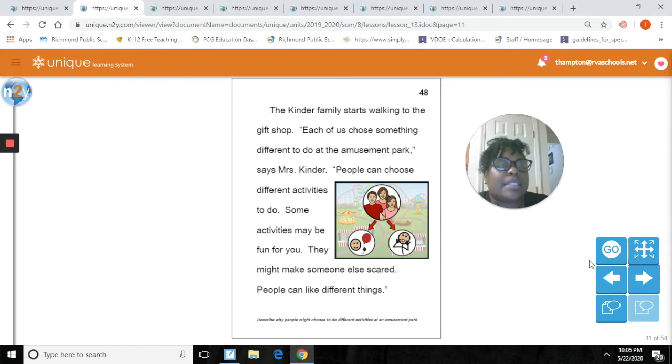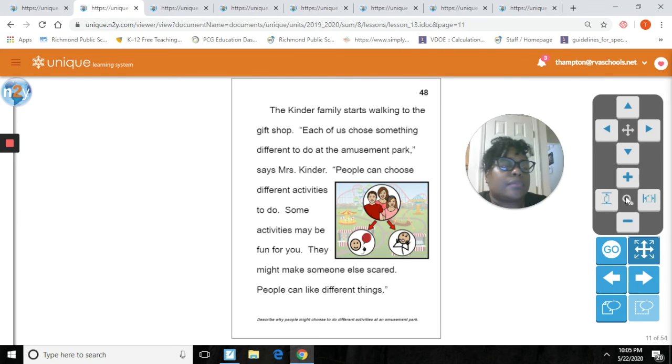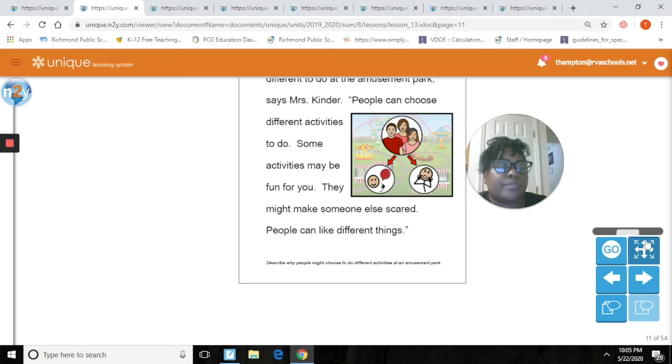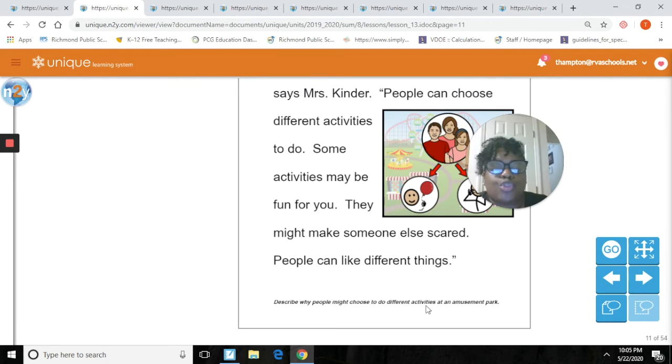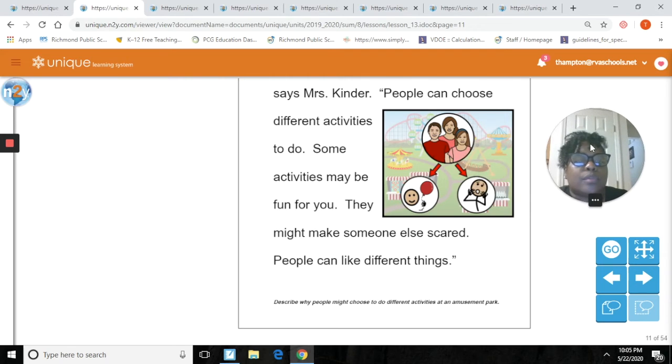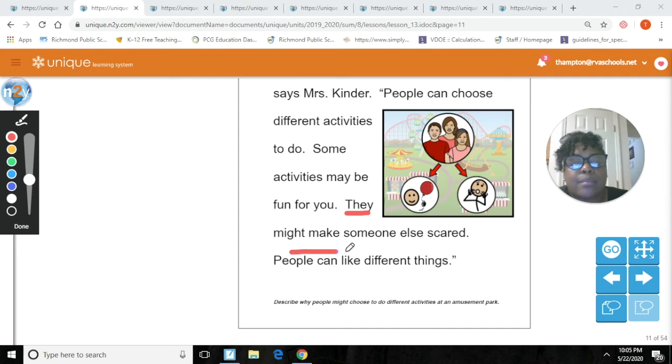Okay? So let's just take a look at our focus question at the bottom here. Let's make it a little bit bigger. It says, describe why people might choose to do different activities at the amusement park. So we know when we describe something, we tell how it looks, how it feels. We're making a description. And now it says, describe why people choose different things. Okay? So if we can see right here, it says they might make someone else scared. People like different things. So people can choose different activities to do. Some might be fun for you, and some might make some other people scared. Okay? So you see that? So that's the answer right there to that statement at the bottom there.